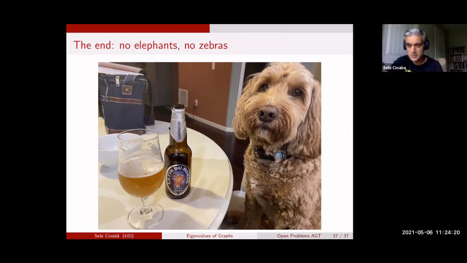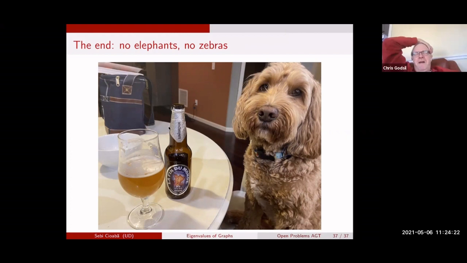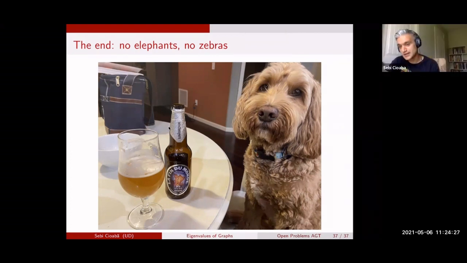Sebi, what do you think the chances are of actually getting an eigenvalue proof? I'd say I don't know about the chances. I tried, but that doesn't mean anything. There are smarter people that can do it.